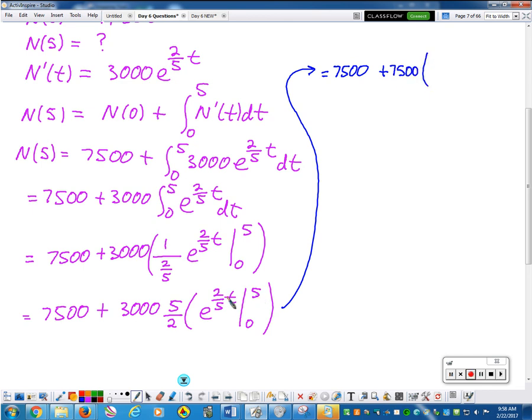Plug in the 5. What's 2/5? Let's write it down. So we got e to the 2/5 times 5 minus e to the 2/5 times 0. A couple of easy ones here. Just say it out loud, please. What's 2/5 times 5? 2. Louder. 2/5 times 5. 2. E to the 0 is 1.